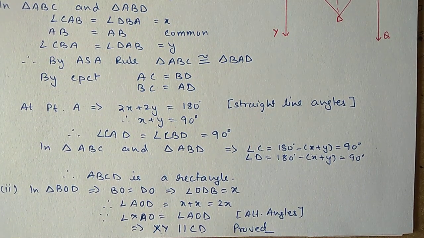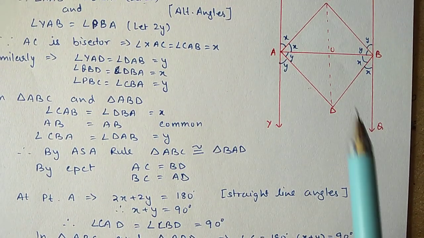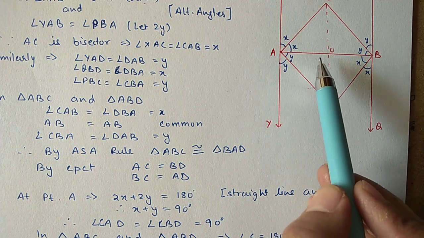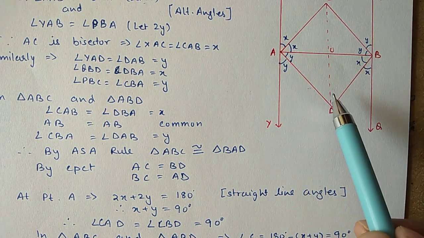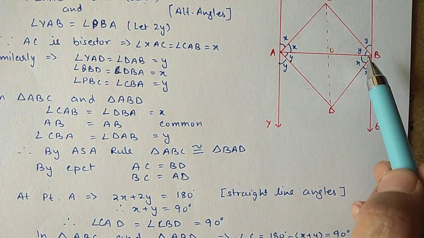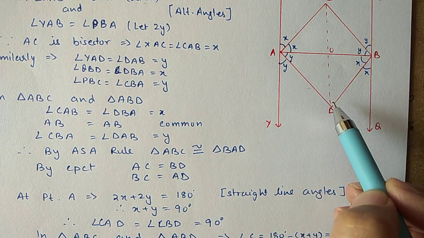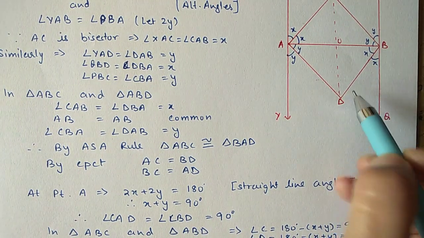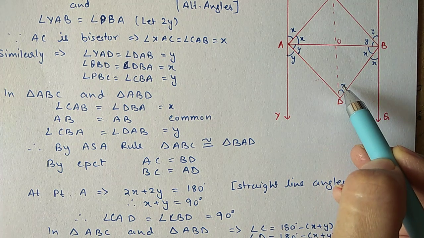For the second part, to prove CD is parallel to XY, first we'll focus on this angle. Here it is 2x, so somehow we have to prove this is also 2x, then the alternate angles will be equal. Because we have already proved ACBD is a rectangle, and in a rectangle the diagonals bisect each other, it means OB and OD are equal. If these two sides are equal, then these two angles also will be equal. This will be x, here it is x, here also it will be x.